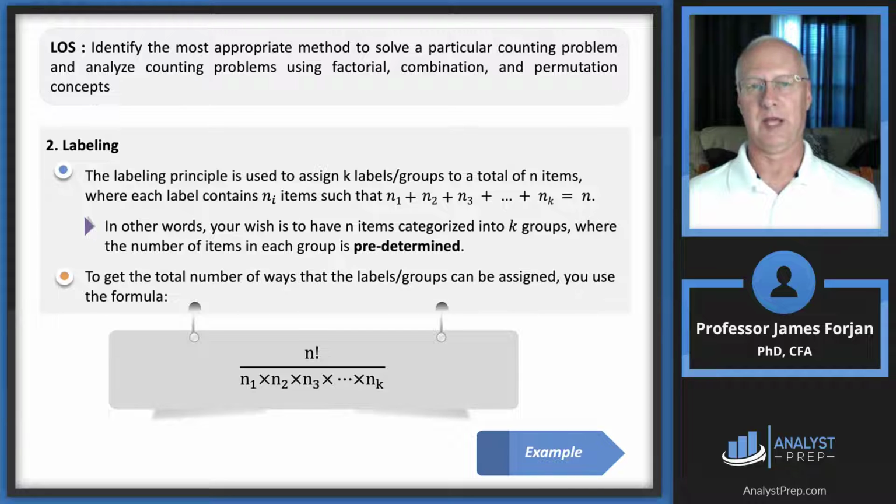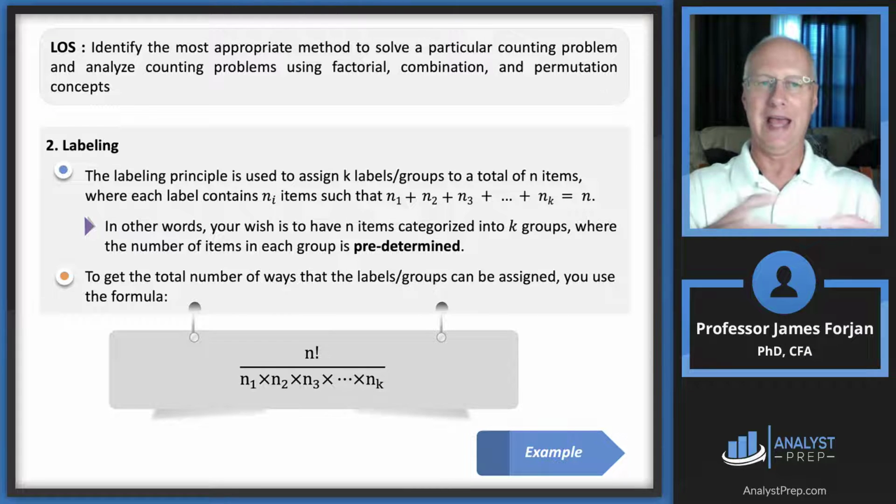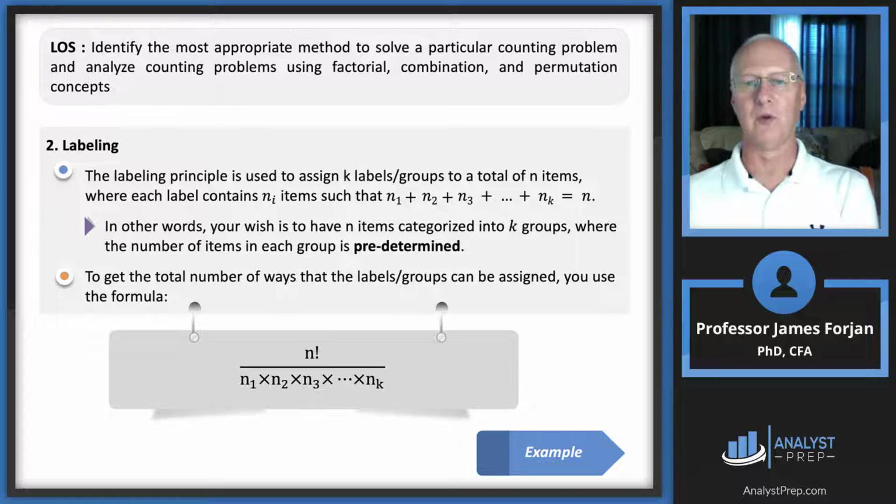Labeling is interesting in that it allows us to assign group labels k times to a total number of items. So look, we have n1 and n2 and n3 all the way out to nk. What's going to happen? We want to categorize n items into k groups where we have some predetermined information. All we're going to do, there's the equation there, is n factorial over all of those n's multiplied.